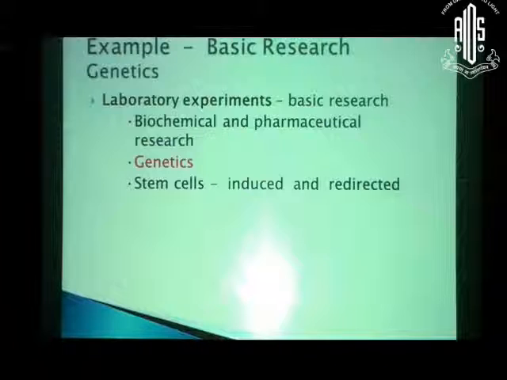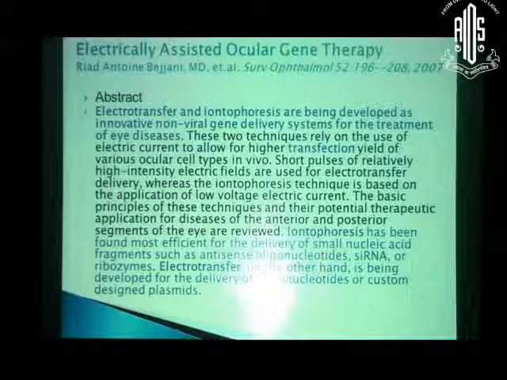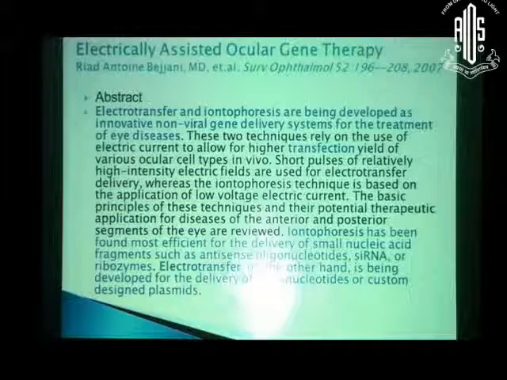Let's go into genetics. Again, it's laboratory. And this is a paper about electrically assisted ocular gene therapy, electron transfer iontophoresis. They wanted to see in the laboratory which method is good for transfection other than using AAV, adeno-associated viruses.